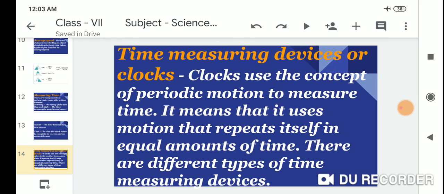Time measuring devices or clocks use the concept of periodic motion to measure time. It means they use motion that repeats itself in an equal amount of time. There are different types of time measuring devices.